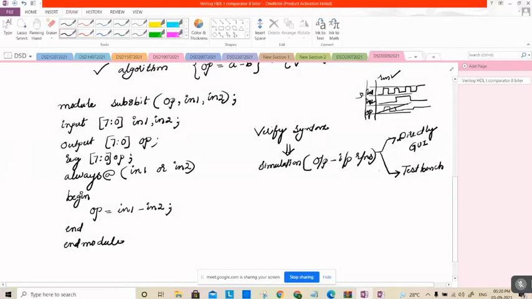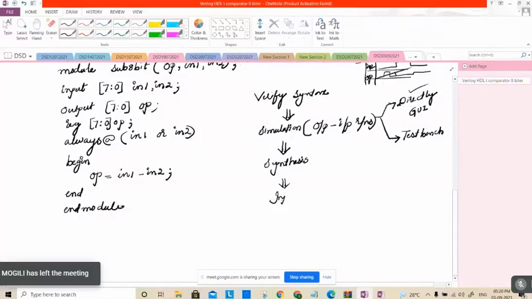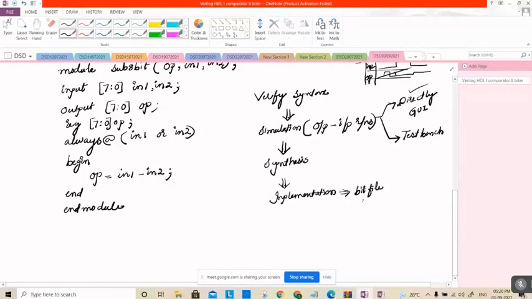And in the small program, you can use this particular graphical interface. I can enable it. Then if the results are correct, input-output relations are valid, then synthesis. After synthesis, implementation. After implementation, bit file generation. After the bit file generation, FPGA implementation.